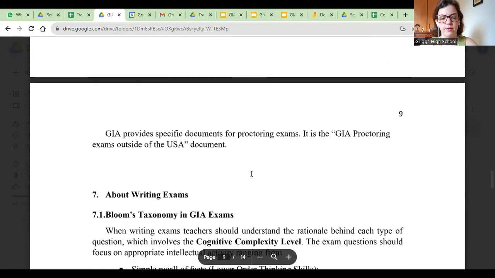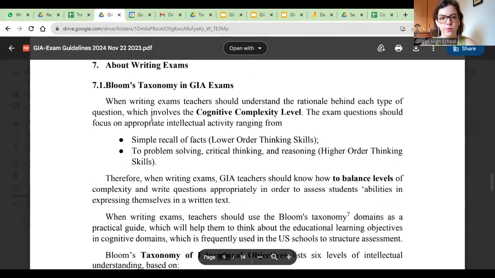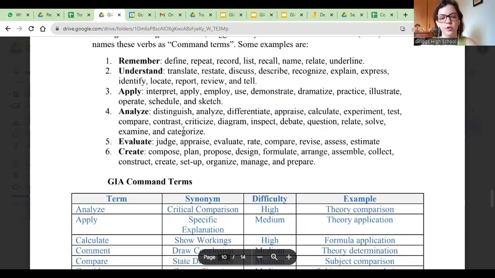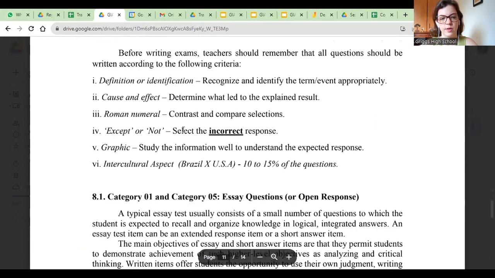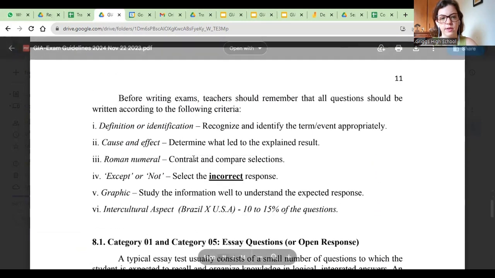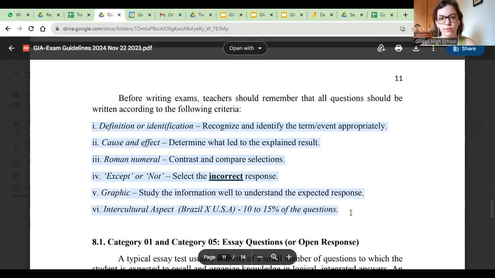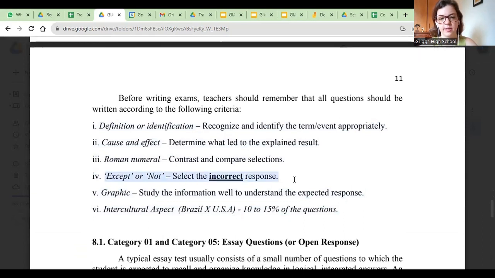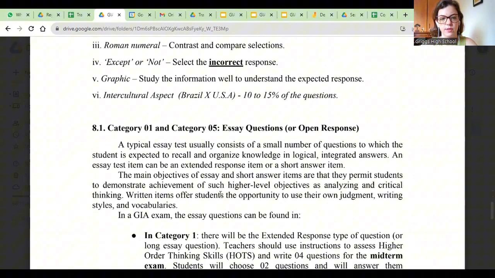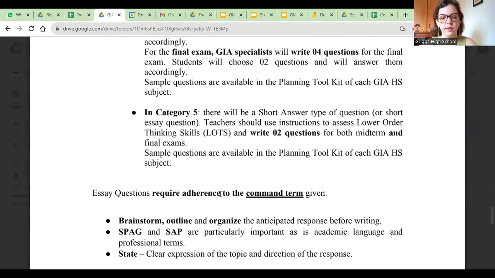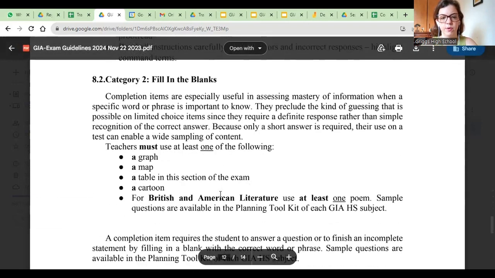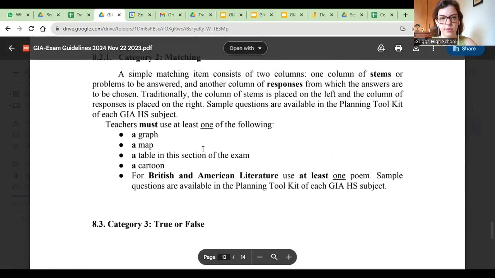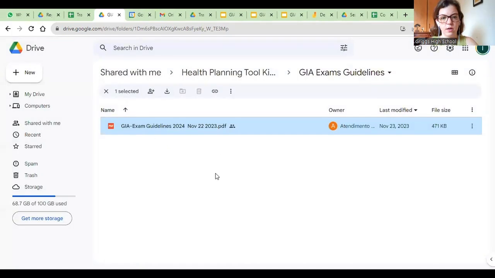We also have, well, here you have about proctoring exams, about writing exams, use of Bloom's taxonomy for the short answers. Then you have some types of questions that you should use, like questions including accept or not, select the incorrect response, things like this. And then here's just explaining a little bit more in details about each category. I highly recommend you take a look at this document. Okay.